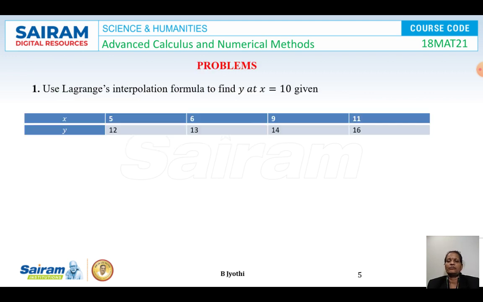Now let us see the problems. Use Lagrange's interpolation formula to find y at x is equal to 10. Given the x values are 5, 6, 9 and 11. Y values are 12, 13, 14 and 16.